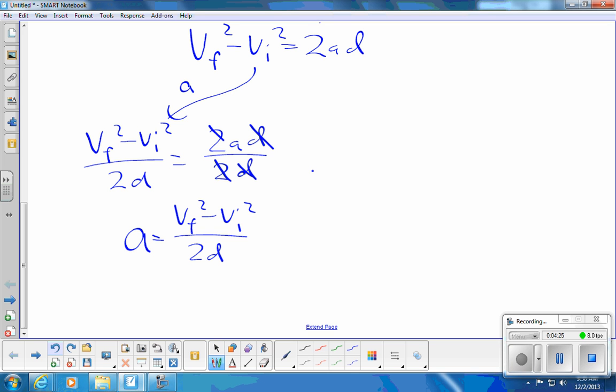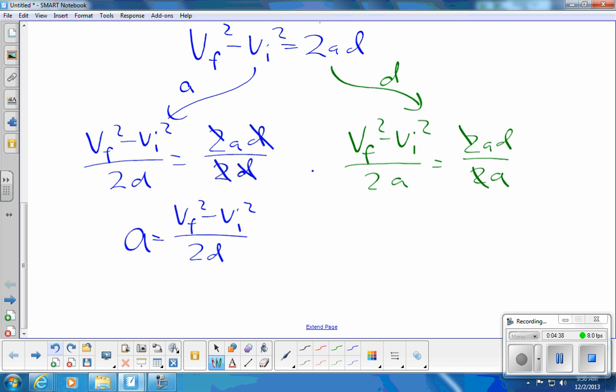Likewise, if I'm taking this equation and solving it for d, it's a very similar procedure. I divide both sides by 2a. 2ad divided by 2a, the 2's cancel, the a's cancel, and I get d is equal to Vf squared minus Vi squared divided by 2a. We have it.